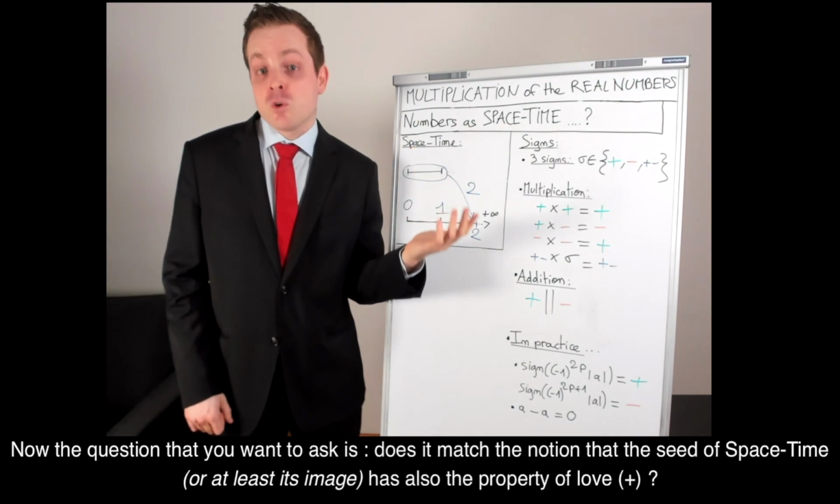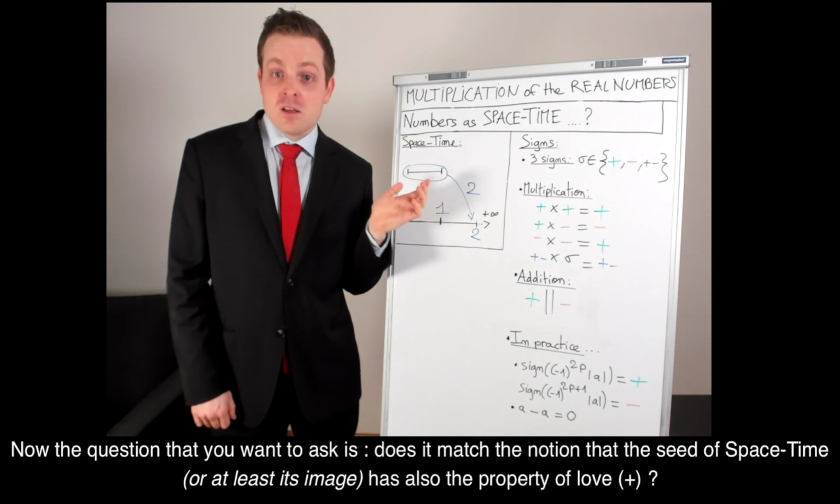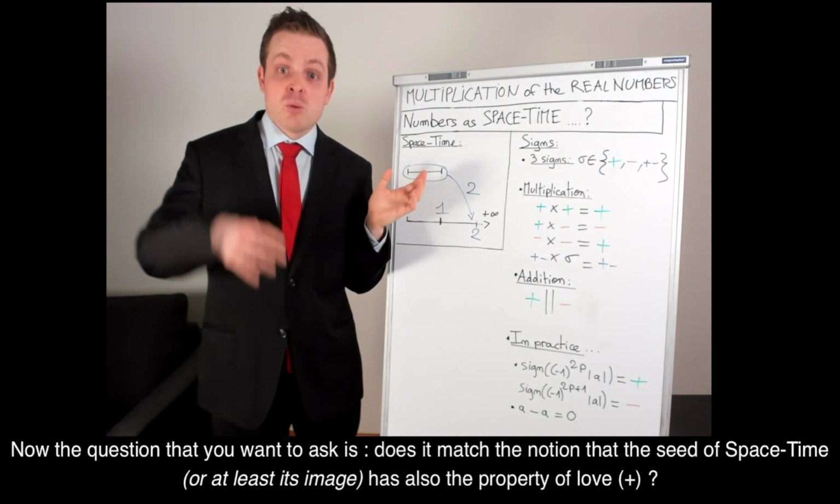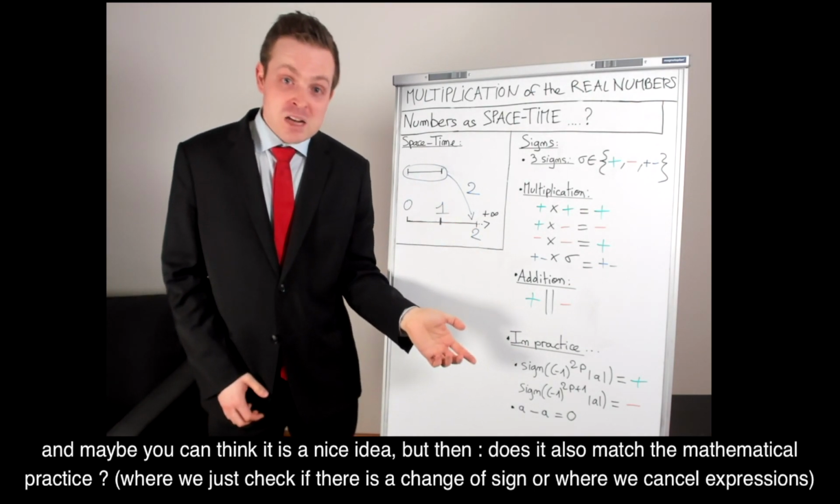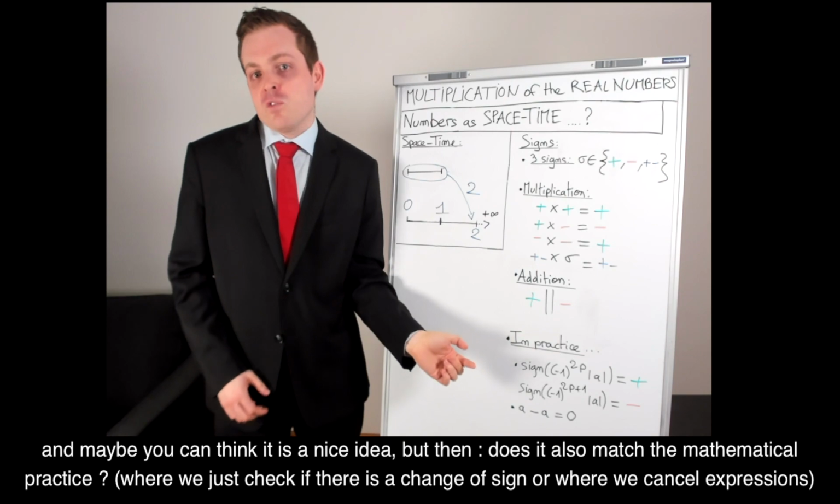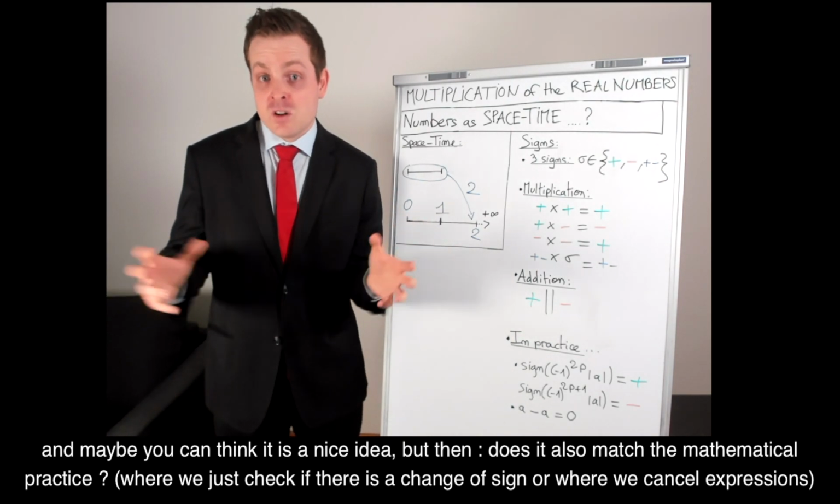But now the question you want to ask is, does it match the notion that maybe the seed of space-time has also the property of love? Maybe you can think it's a nice idea, but then does it also match the mathematical practice where we just check if there's a change of sign, or where we cancel expressions?